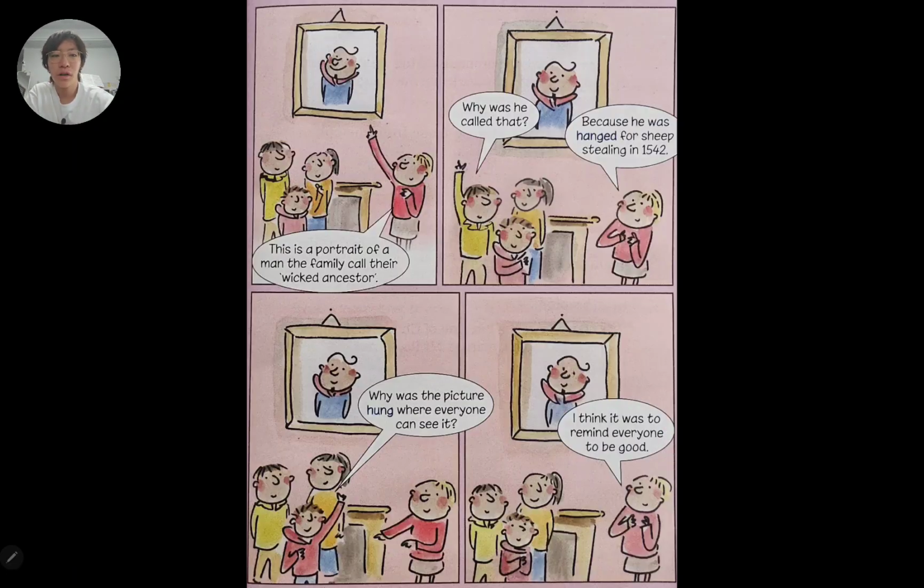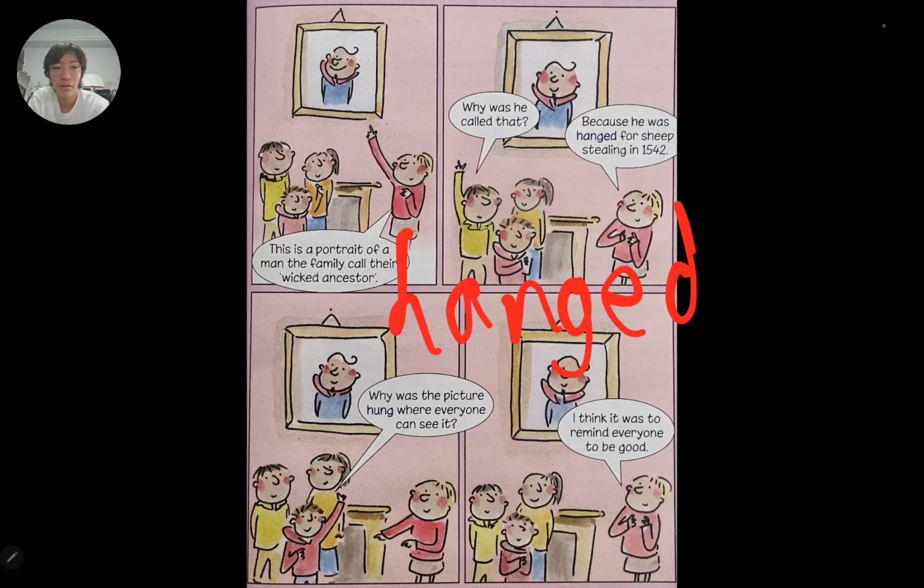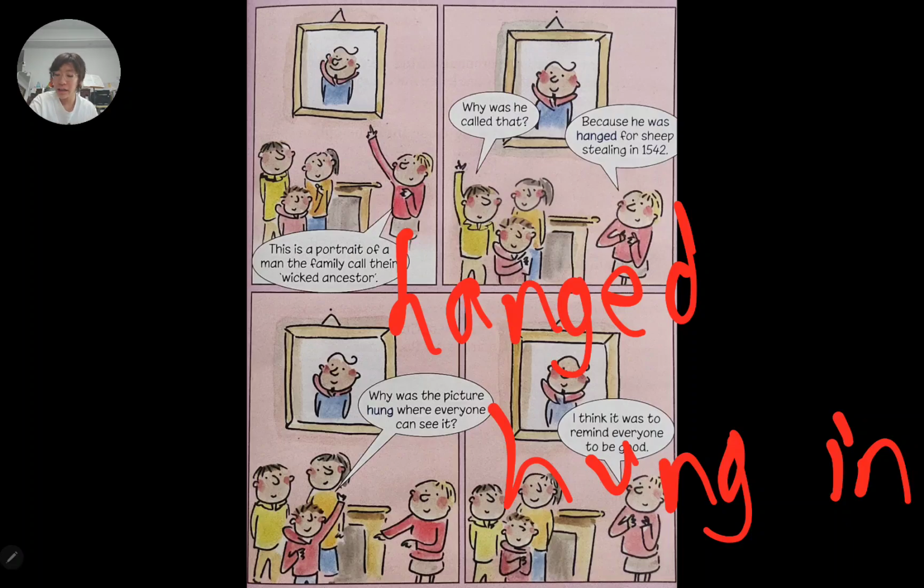Alright, next up are the words hanged and hung. Now, when you're hanged, that means you are killed by placing a rope around your neck and then being dropped from a pretty great height, which snaps the neck, or at least, if they're still alive somehow after all that, prevents them from breathing.